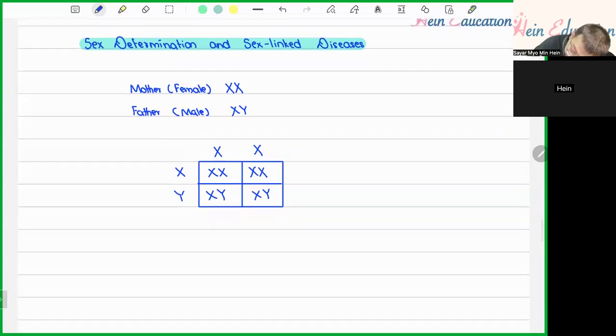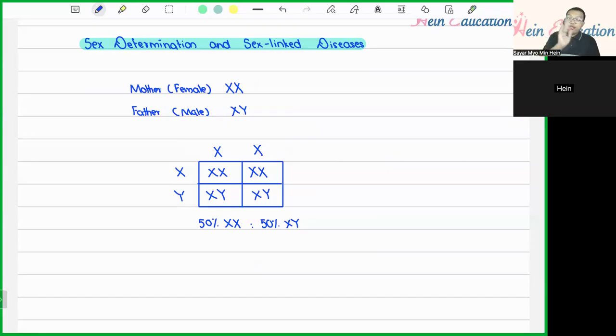So it's a 50% chance, right? 50% XX to 50% XY. Meaning that for every single pregnancy, a couple's chance of giving birth to a boy is 50%. Similarly, for a female or a girl, it will be 50%. So it's a 50-50 chance. But it doesn't mean that if a couple has four children, two of them are male and two of them are female. Each pregnancy or each birth is a 50-50 chance of getting a boy or a girl.